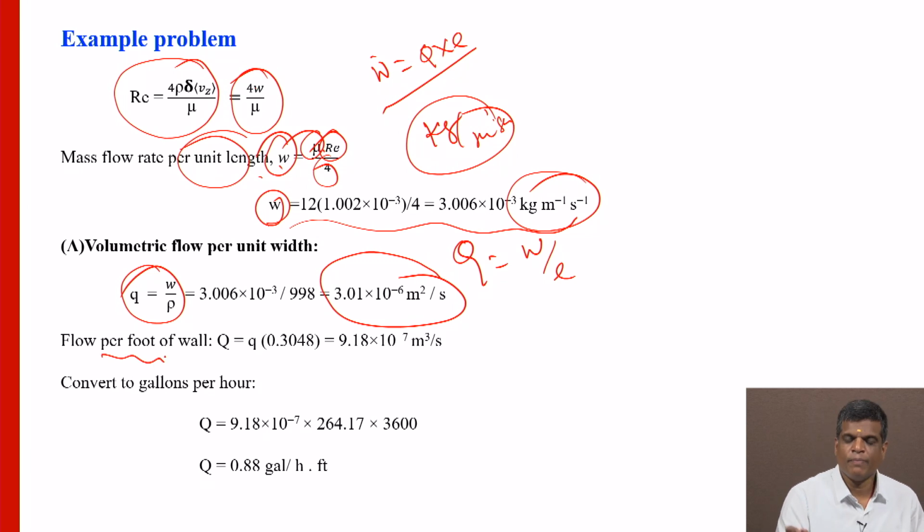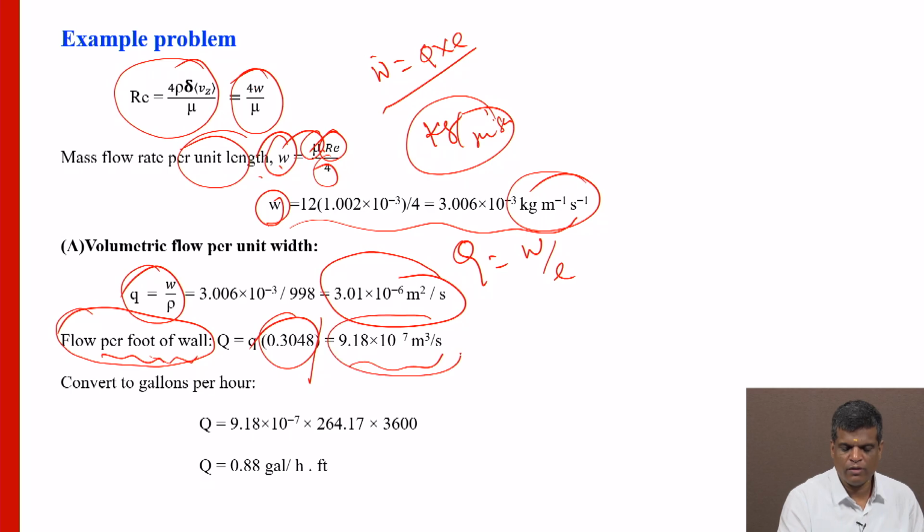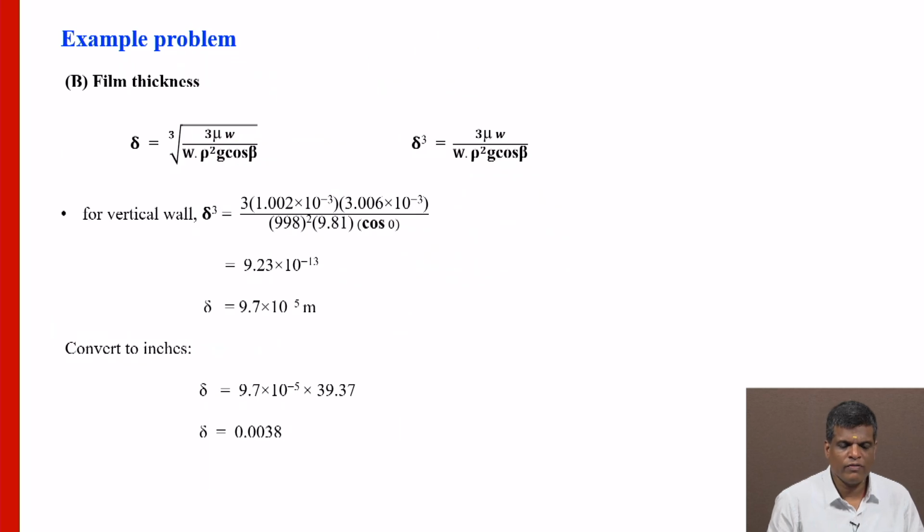They are asking for the flow rate per unit length, per meter of wall. So, with the length, again you have to make 1 foot equal to 0.3048 meter, then we will get the Q value: Q is 9.9 times 10 power minus 7 meter cube per second. Then convert to gallon per hour, of course, you can use some conversion, and finally we got this one. So, the first one we solved; the next one is the film thickness, the B part.